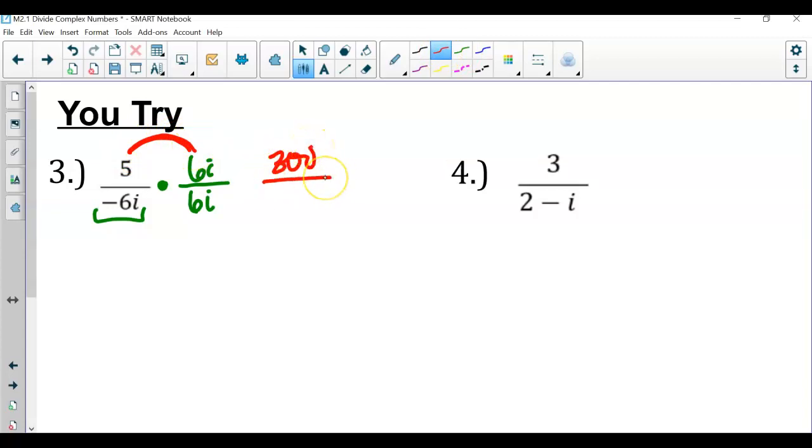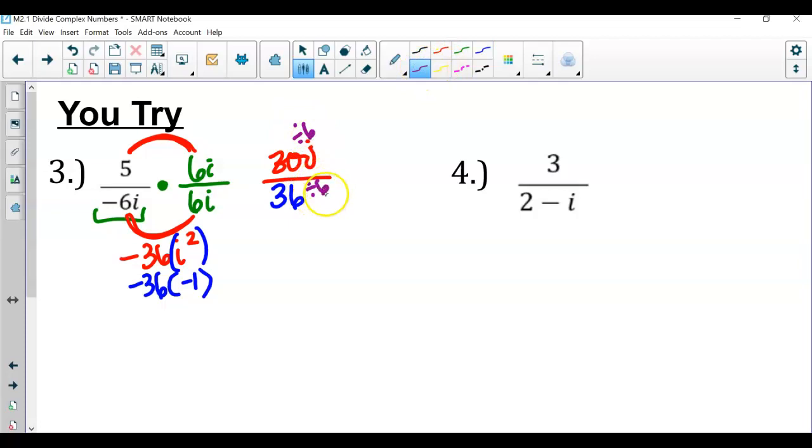Oops, 30i. And then here in our denominator, we have negative 6i times 6i, negative 36, but because you also have i times i squared. Then again, notice, right, i squared is negative 1. Negative 36 times negative 1, positive 36. Then again, notice that I can divide both of these by a common factor of 6, both of those values. So really you have 5 over 6i.